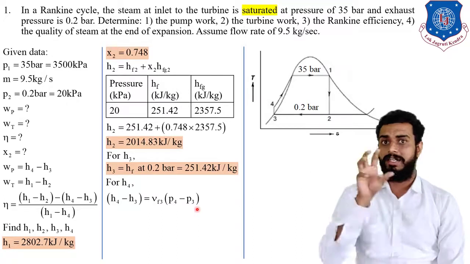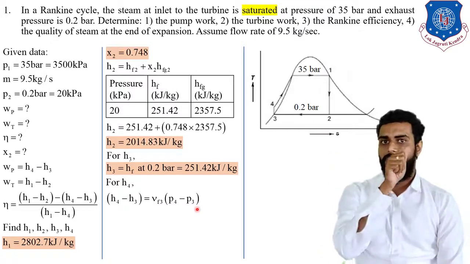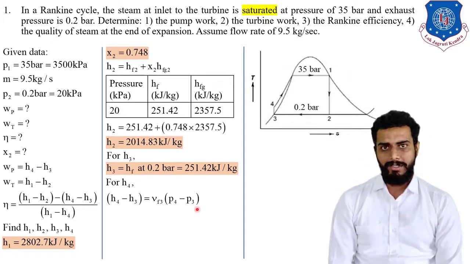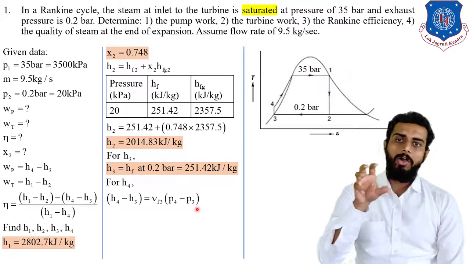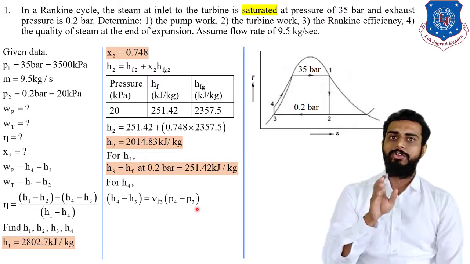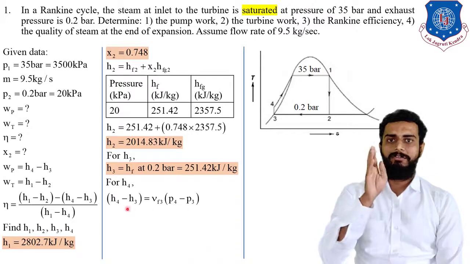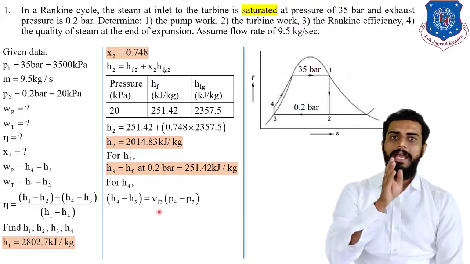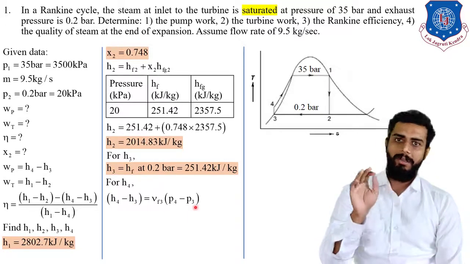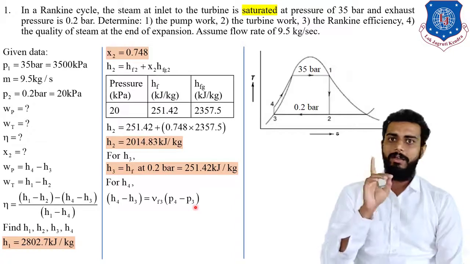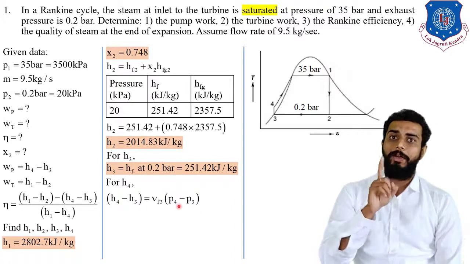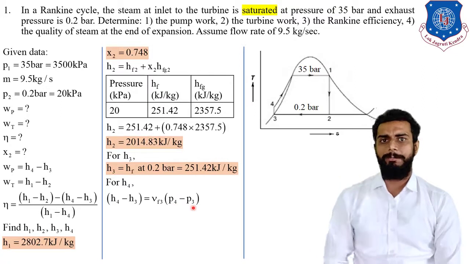Sir, how is this equation arrived at? Refer to the lecture on Rankine cycle efficiency. Okay. So according to this equation, you should have the values of H3, VF3, P4 and P3. Now, we have the value of H3 already, right? We have the values of P4 and P3. Sir, how do you have the values of P4 and P3?